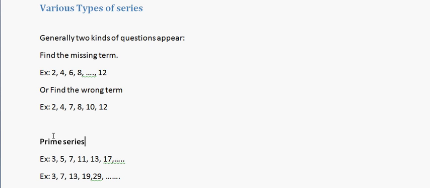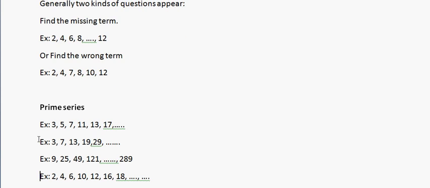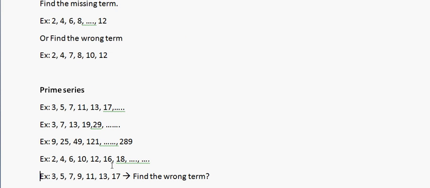So first series is the prime number series. So there can be questions which are based on the prime number series. For example, the question is 3, 5, 7, 11, 13, 17. What would be the next number, right? We can clearly see that they are prime numbers. Here it has to be what? It has to be 19 and nothing else, because they are consecutive prime numbers.